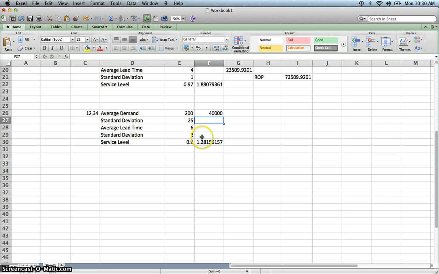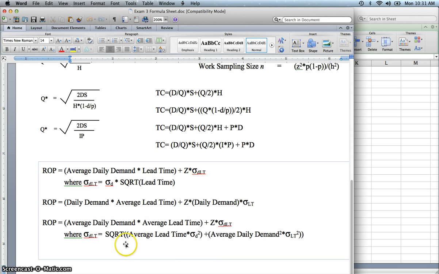So in Excel we use the caret sign, which is above the number 6 on the keyboard, and 2, that's how we do exponents in Excel. And then we need to do the standard deviation of lead time. So we will have squared everything that we need to in regards to this formula here.